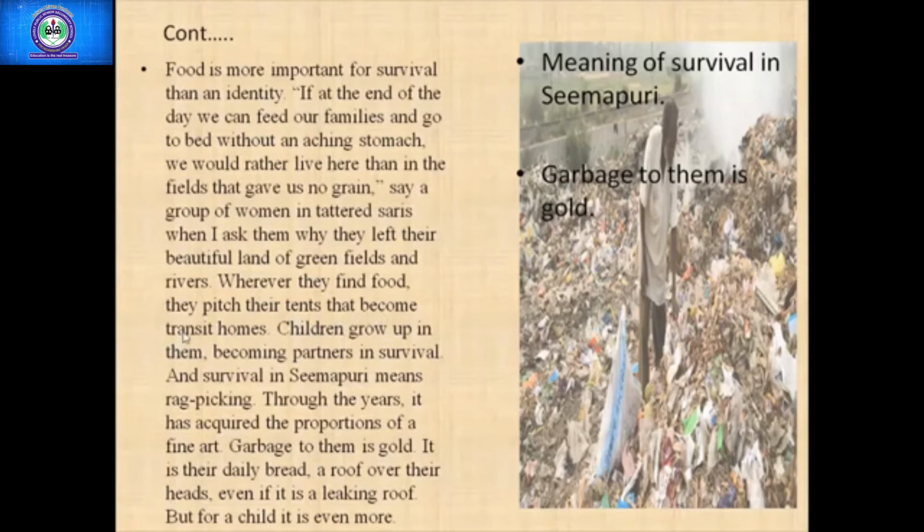You must have seen slums. Children grow up in them, becoming partners in survival. And survival in Seemapuri means rag picking. Children also pick rags. They also earn money. Through the years, it has acquired the proportions of a fine art. Garbage to them is gold. It is their daily bread, a roof over their head, even if it's a leaking roof. So, even if the roof is leaking, they are happy to have it.